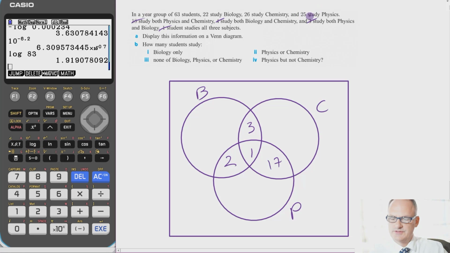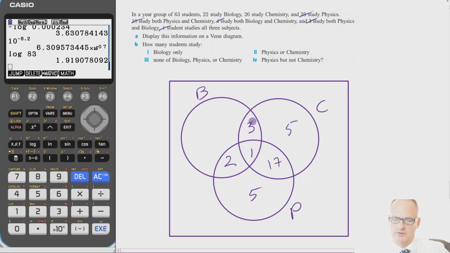Now 25 study physics. So the whole of this circle is 25. Well, we've already got 20, so we only need 5 more that do physics only and nothing else. Cross that out. 26 study chemistry. So we've already got 21 in this section, so we only need 5 more in there. And then we've got 22 study biology, so 2 off. So we've got 2 off.